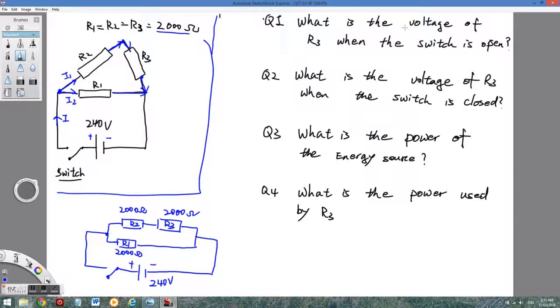What is the voltage of R3? We're looking for the voltage of R3 when the switch is open. When the switch is open, there's no current going through. When there's no current going through, the voltage will be 0. V3 will be 0 because the switch is open. Now let's answer question 2. What is the voltage of R3 when the switch is closed?